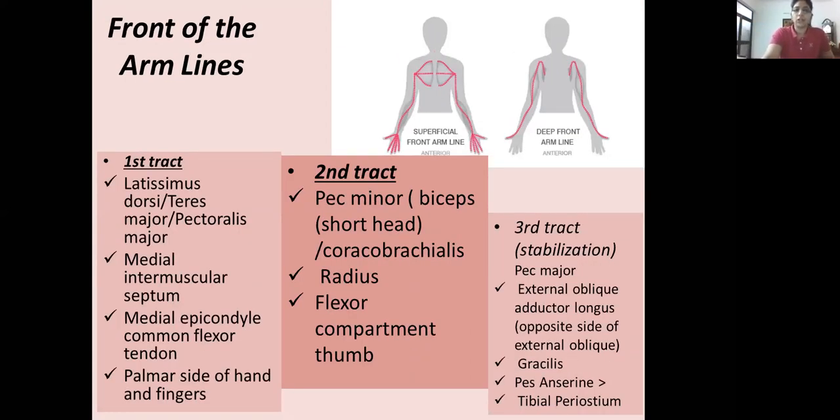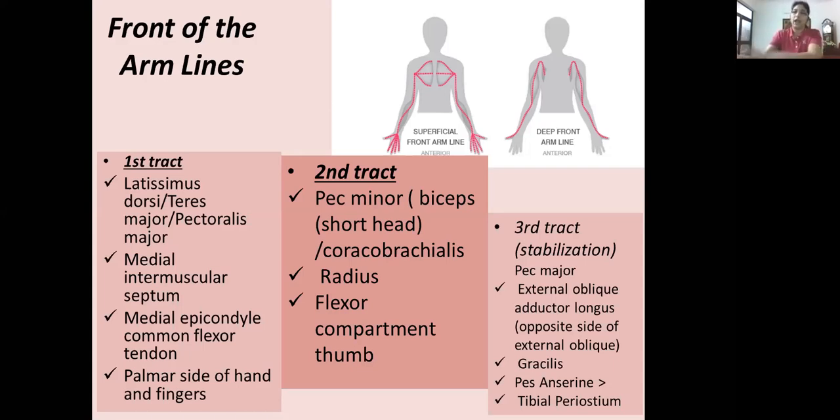Next is the front arm lines. That was the back arm lines. It starts from latissimus dorsi, teres major, pectoralis major, medial intermuscular septum, medial epicondyle, and the palmar side of the hand and fingers. The second track starts from pectoralis minor, biceps short head, coracobrachialis, radius and flexor compartment, thumb. So one is for the fingers and one is for the thumb.